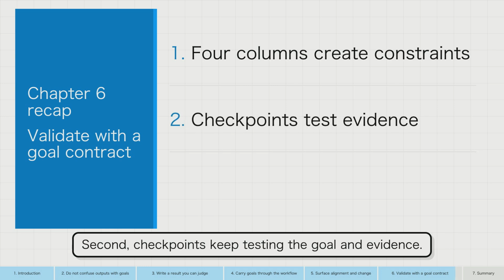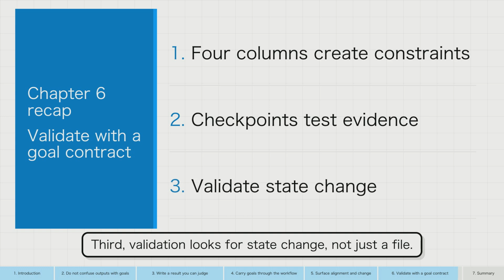Chapter recap. First, four columns turn a goal into executable constraints. Second, checkpoints keep testing the goal and evidence. Third, validation looks for state change, not just a file.